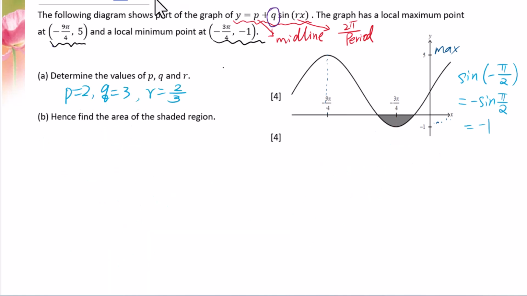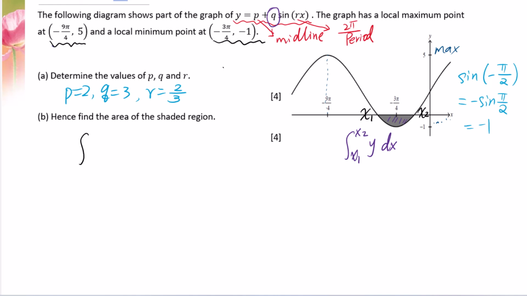Part B. Hence find the area of the shaded region. Since this area is enclosed by the x-axis, we will use this formula. Let's work out this definite integral first. We don't care about whether it's positive or negative. Then the last step, we will take the absolute value of this definite integral. Let's label these x1, x2.